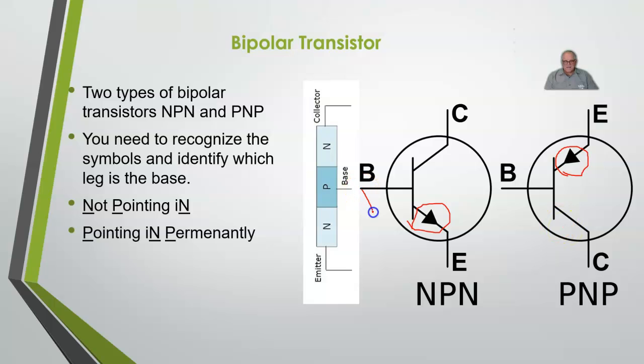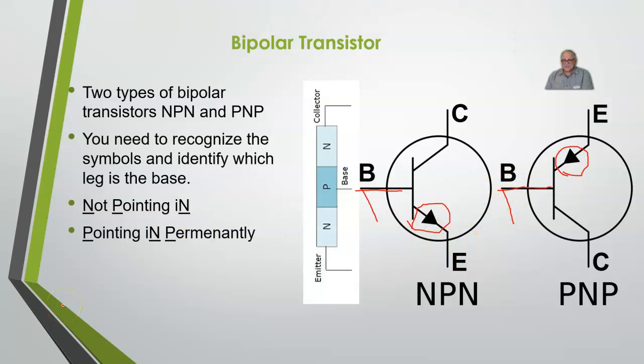On an NPN, I have a positive material for the base, which means I need to go to positive voltage in order to turn this transistor on. If it's a PNP, we need to go to ground or to the negative in order to turn the transistor on. That's what I need you to be able to do, is recognize this symbol when you see a wiring diagram, identify which one is the leg, and whether you need to put a positive voltage or a negative voltage to that leg of the transistor.